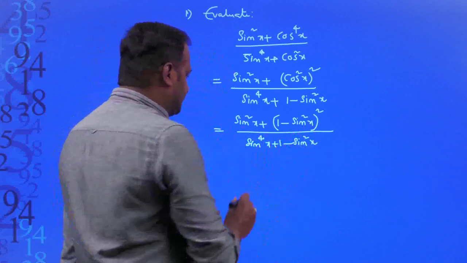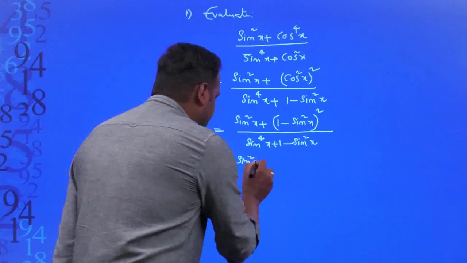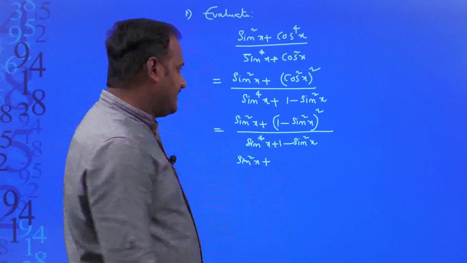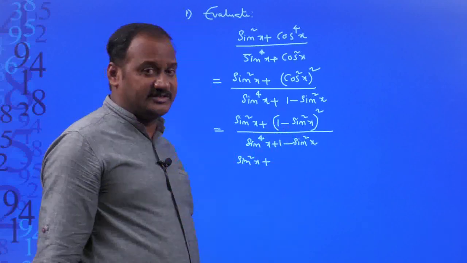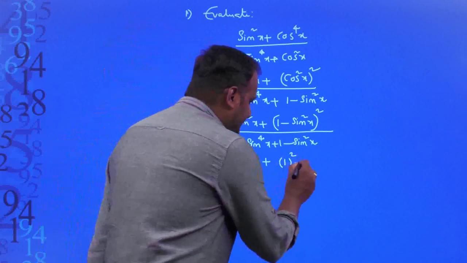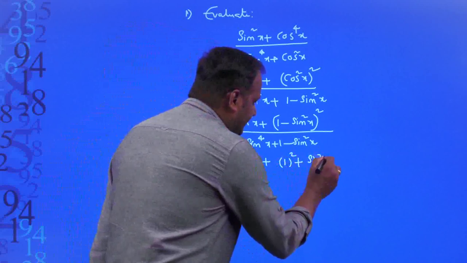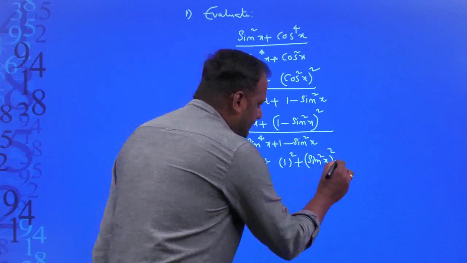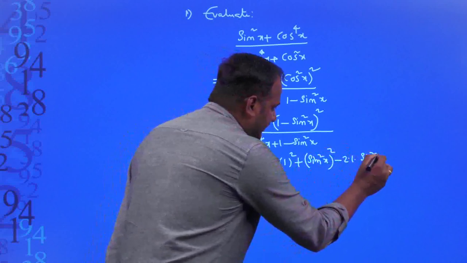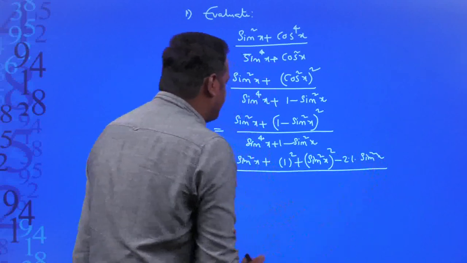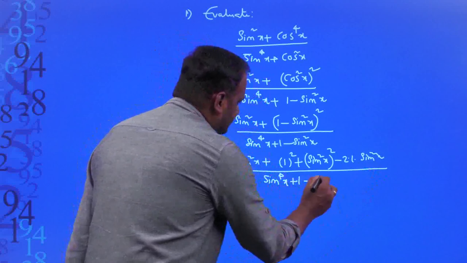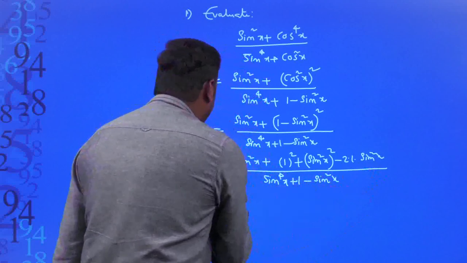In order to simplify, the numerator is sin²x plus (1 minus sin²x) whole square, which is in the form of (a minus b) whole square. If you expand (1 minus sin²x) whole square by using the identity (a minus b) whole square, it is going to be a square, means 1 square, plus b square, that is (sin²x) whole square, minus 2ab, minus 2 into a equal to 1 and b equal to sin²x. Whole divided by the same denominator, no change, that is sin⁴x plus 1 minus sin²x, right? Now simplify this.